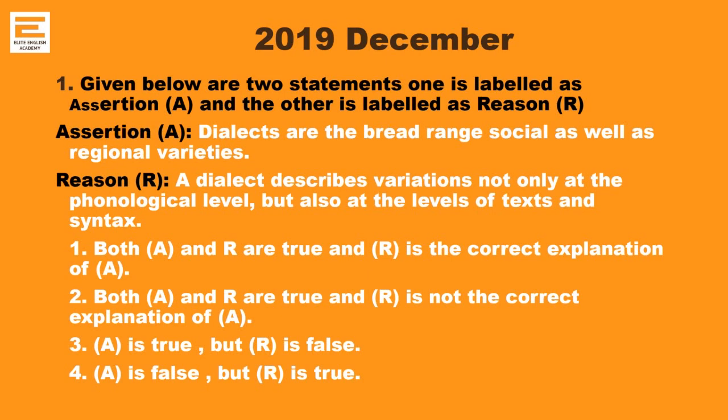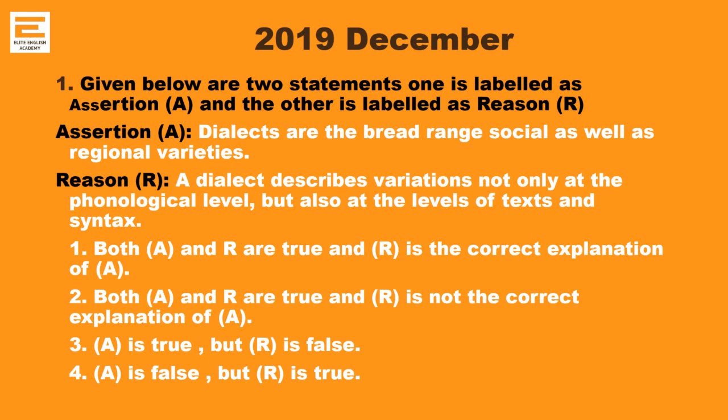For example, now look at the assertion. So now you know what a dialect is. Dialect means a variant of speech that is specific to a particular area. Dialects are the breadth, range, social as well as regional varieties. So the first statement is correct. Dialect is related to the language that is spoken in a particular area.